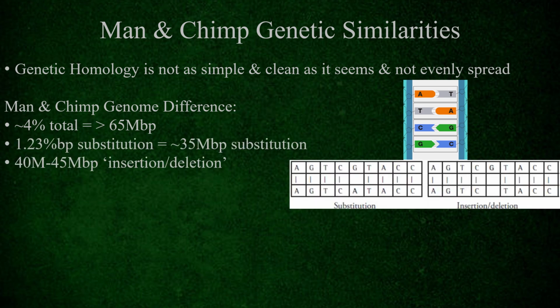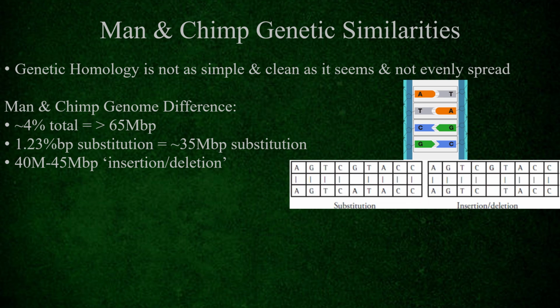Also, there's a 1.23% base pair substitution difference, which equals around 35 million base pairs. A substitution is what you see on the left of the new image, where you have, for example, a G at one place in one genome, but in the same place in the other genome, you have an A. That would be a substitution.